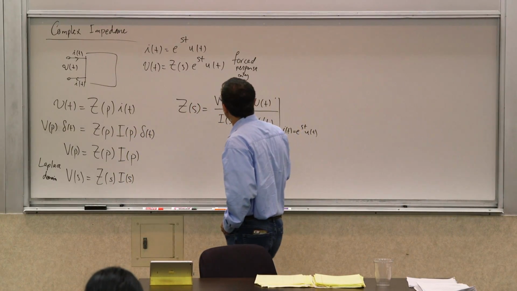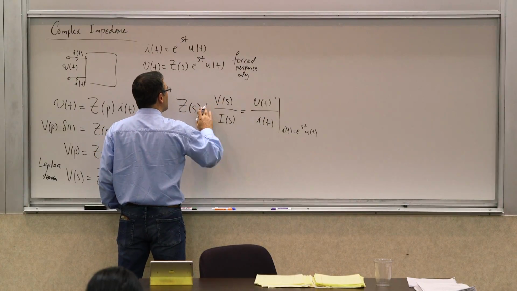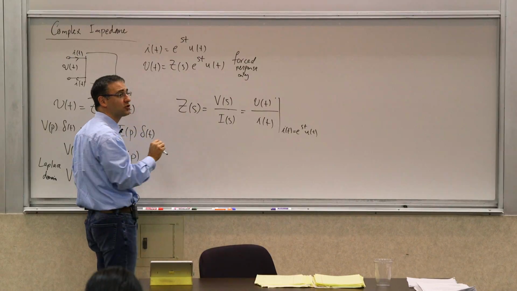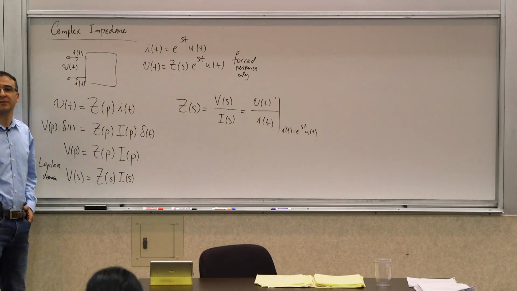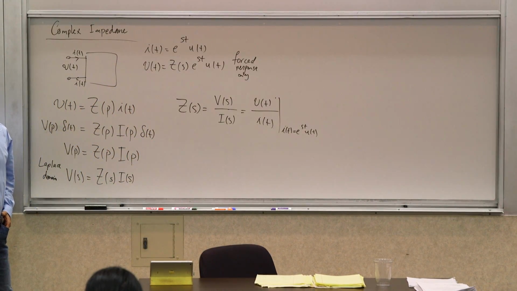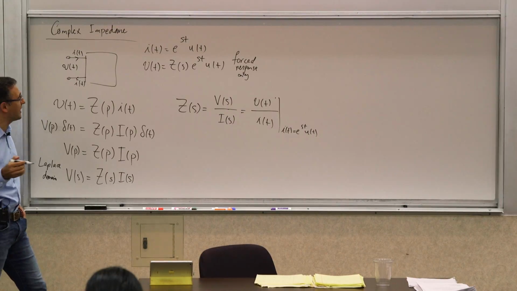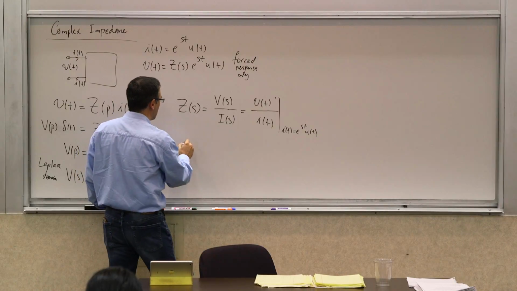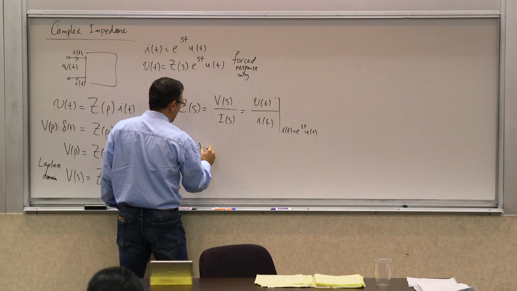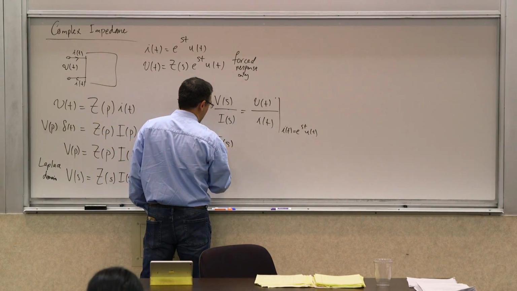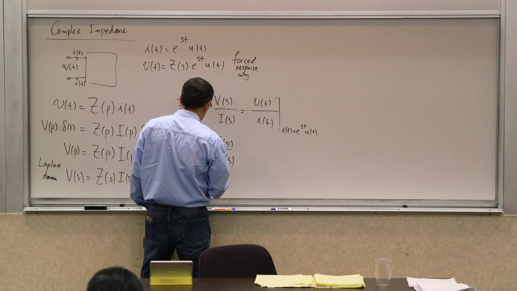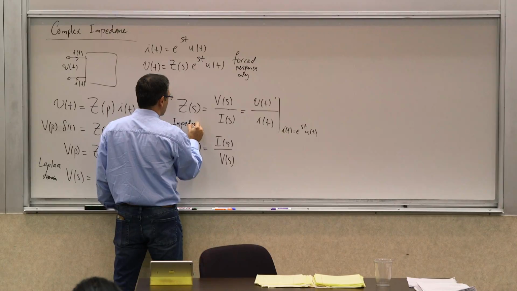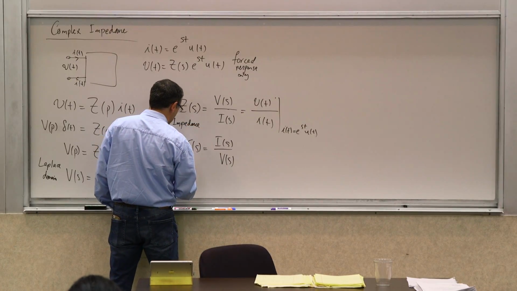But the main point to take away, no matter how you arrive at this result, is that now you have a rational function in the complex variable s if you have lumped circuits. So you can have this impedance function. And similarly, you can define an admittance function, I of s over V of s. So this is the impedance, and this is the admittance.